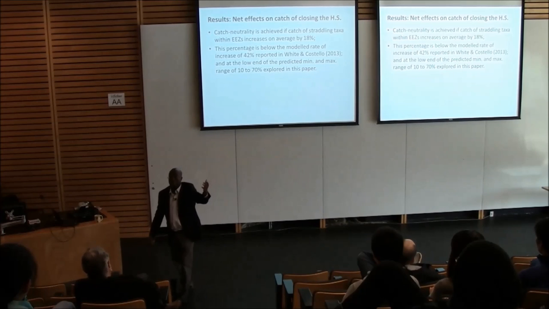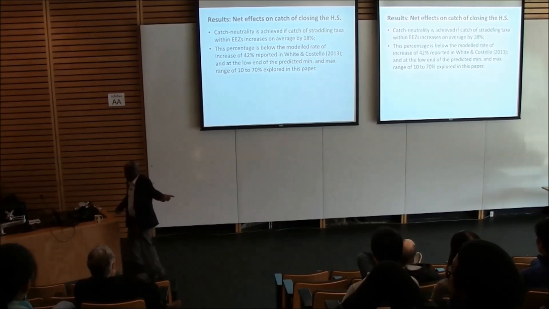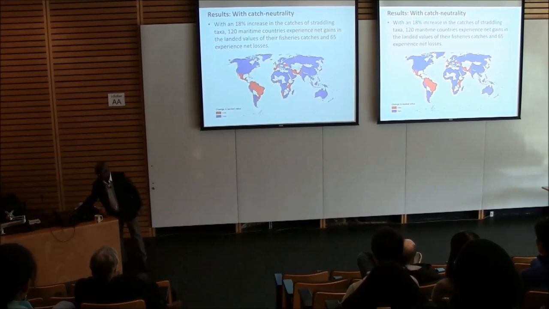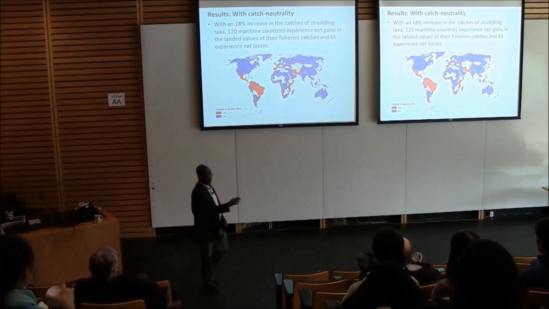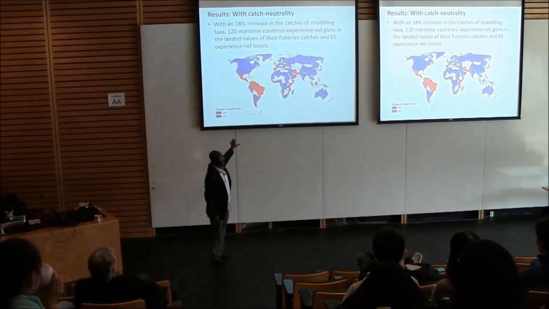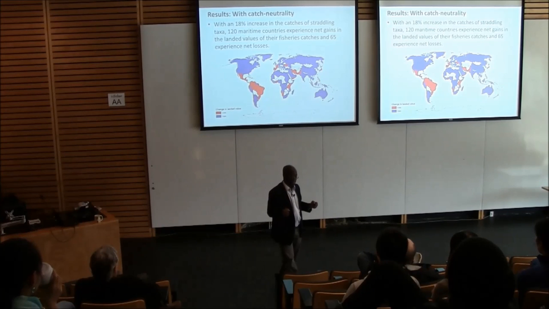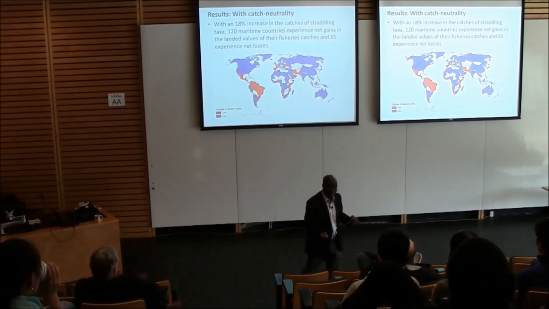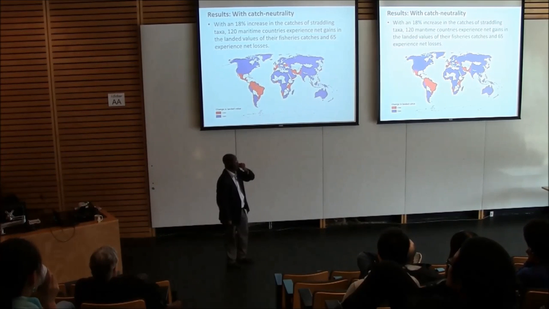Give me some hope. Now it's for some biologists to prove this right or wrong. I'm waiting for you guys, okay? So that is one point. And if you take the 18% increase, which is about on the low side of things, this is a picture of the countries that will lose in red and those who will gain in blue, right? So most of the coastal countries will gain. And then, of course, those who fish a lot will lose, everything being equal. But that's the picture we're seeing.